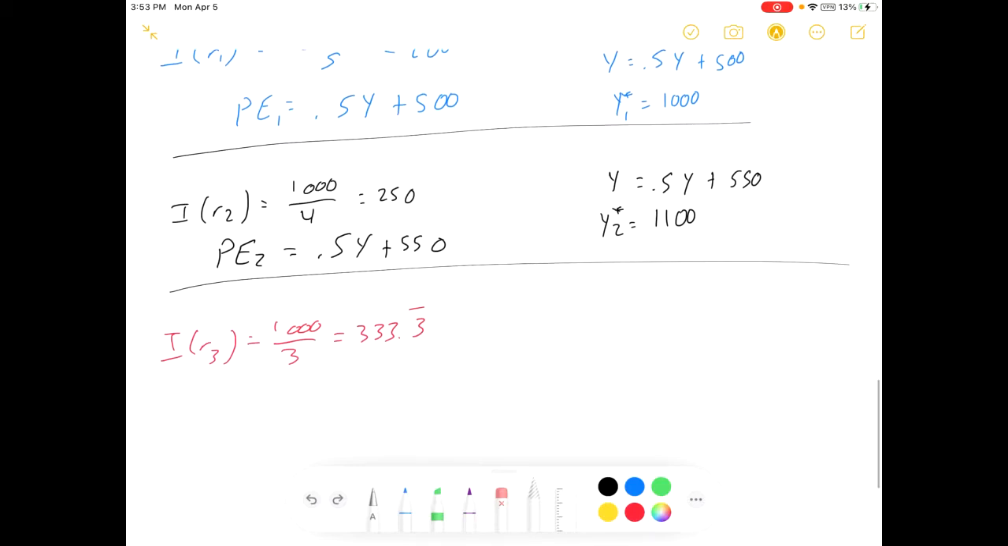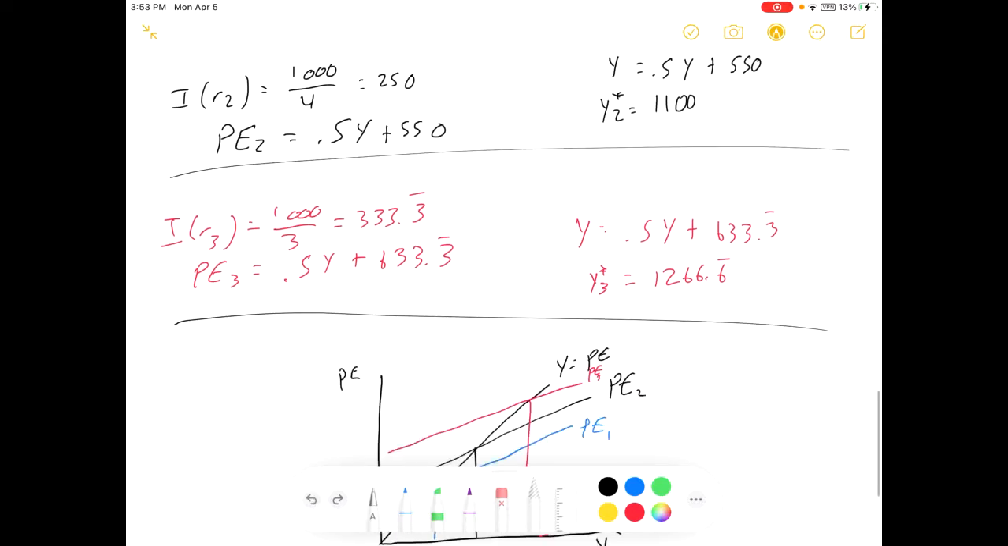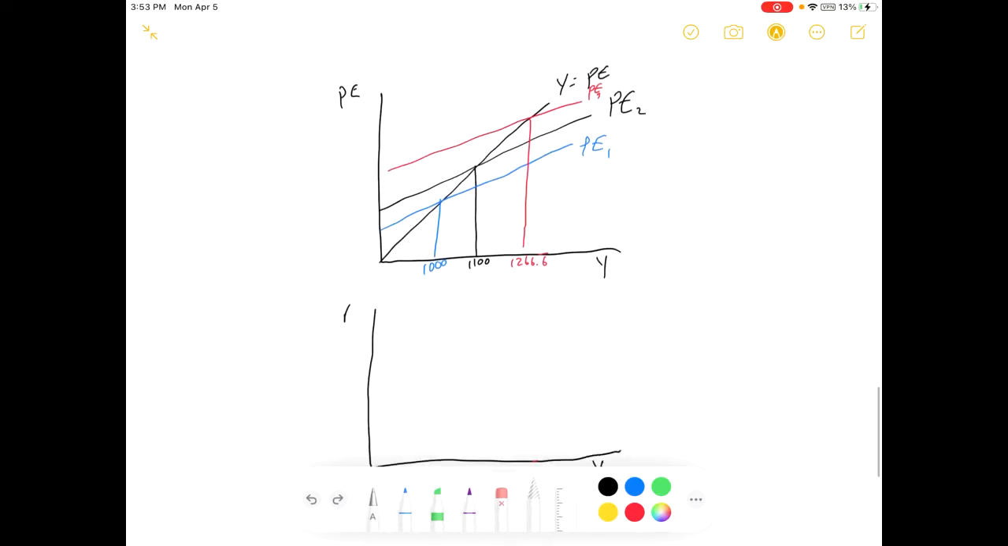For the third interest rate, 1,000 over 3 is 333. There's your new planned expenditures curve, and there's your new GDP, 1266.6. All right, so here it is again. Same picture, and now we've got 1,000, 1,100, and 1266.6. Different interest rates, 5, 4, 3, leading to higher and higher GDPs.